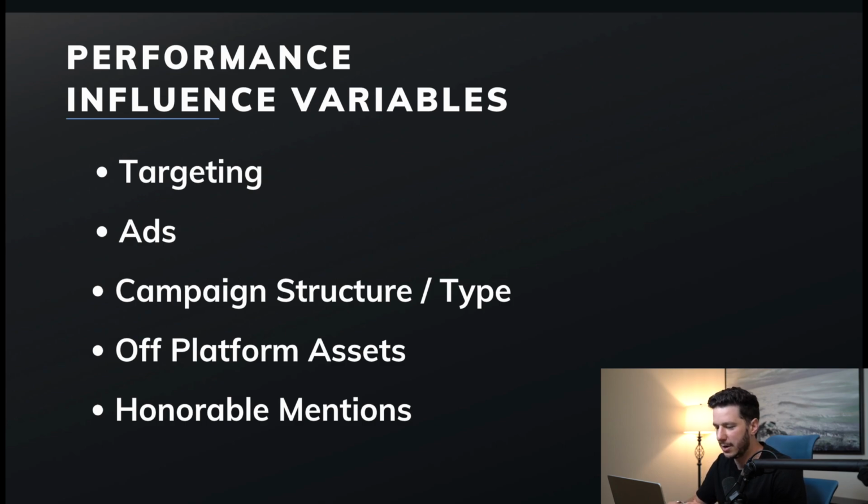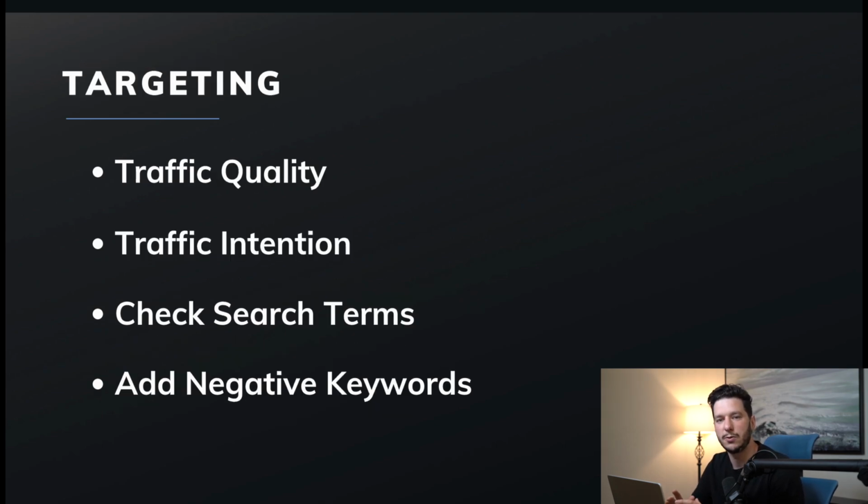So jumping right in, the first is going to be targeting. There are a couple of things we want to look at. Number one is the actual traffic quality. There are a few ways to diagnose this. One thing to have a point on is the difference between the keywords you're targeting and the search terms that come to the account. The keywords are the actual keywords that you tell Google you want to show for, and search terms are what people actually type into Google for your ads to show for.